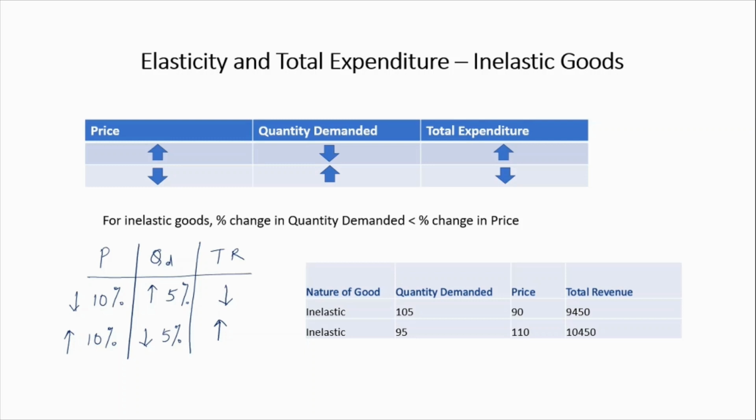Take the second case, when price increases by 10%, which means from 100, now my price is 110. Quantity demanded decreases by 5%, which means now my quantity demanded is 95. So again, my total revenue is price times quantity, so it is 10,450. Looking at the numbers, you can clearly see that in the first case my total revenue has decreased, whereas in the second case my total revenue has increased. So this is the relationship between elasticity and total expenditure.